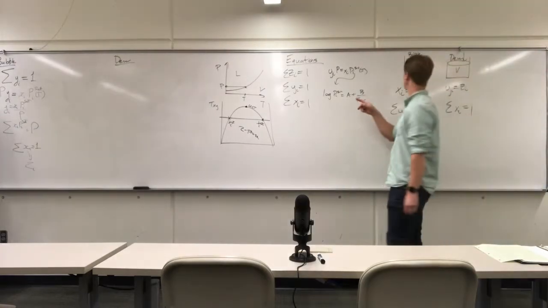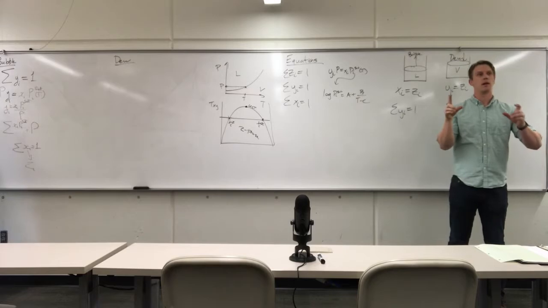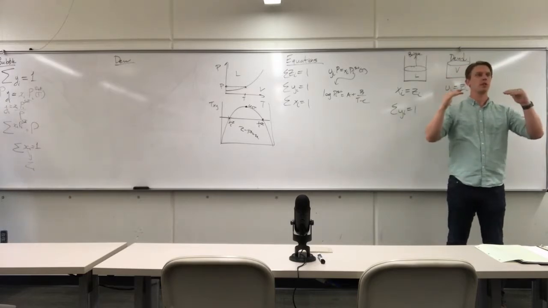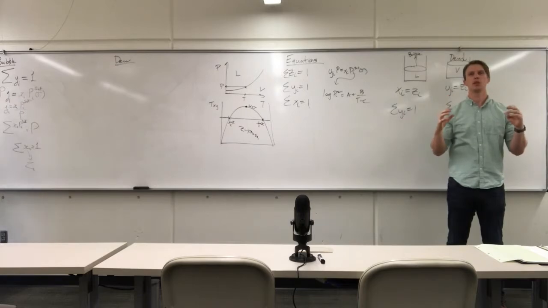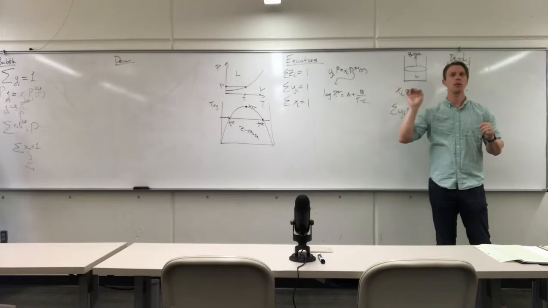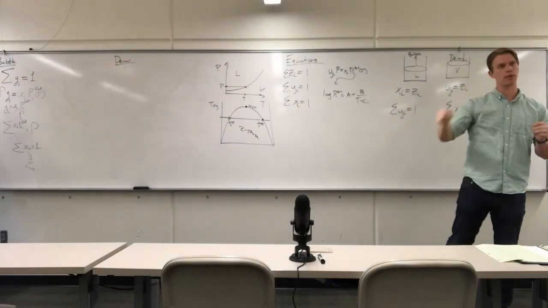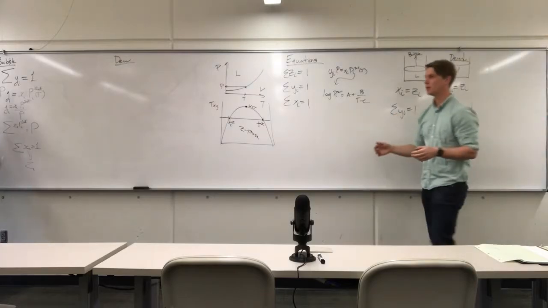Because if we don't know, I erased all my phase diagrams, right? But if we don't know whether we're in the one phase or two phase region, we have to solve everything simultaneously. So if we can assume that the total composition is equal to the liquid composition, then we know that we're on a curve that only has one solution. That's your answer. Thank you very much.